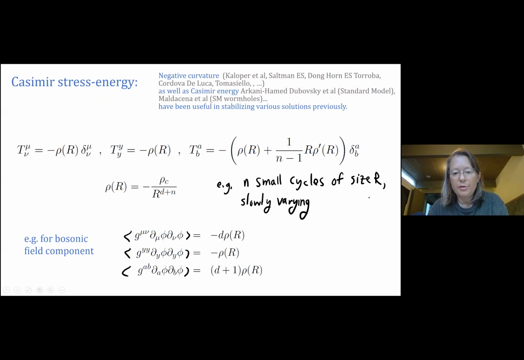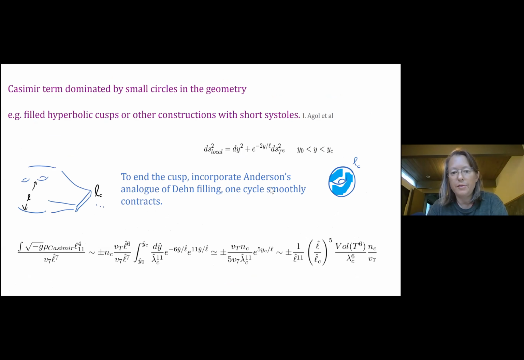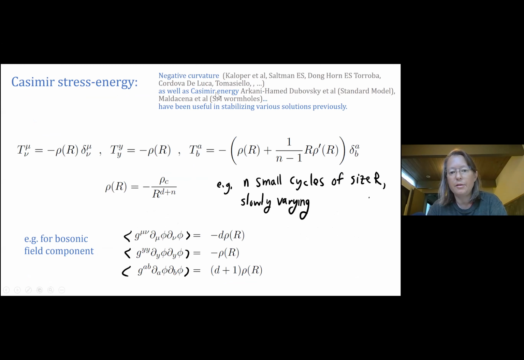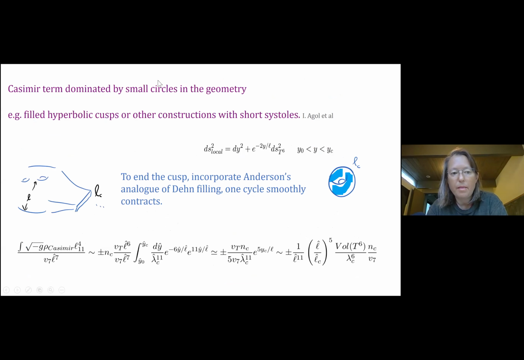We can calculate the Casimir stress energy. I won't belabor this for a short talk, but both studies of negative curvature spaces internally and Casimir energy as a stabilizing force are previously in the literature, including in these papers. As you know from the Casimir effect, it's a kind of infrared effect in a finite cavity, and so it's dominated by regions of the geometry where circles become relatively small. We'll keep them still parametrically larger than the 11-dimensional Planck length.